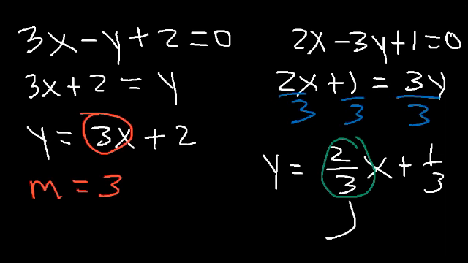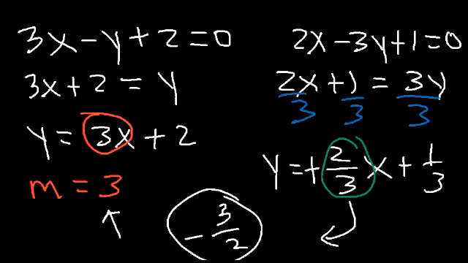Now, let's find the slope of the perpendicular line. We need to flip the fraction. It's going to be 3 over 2 instead of 2 over 3. And instead of being positive, it's going to be negative. Negative 3 over 2 is not the same as 3. So these lines are not perpendicular. They're neither.